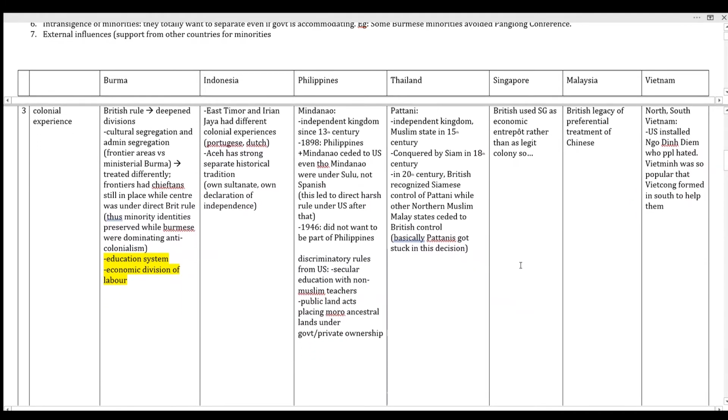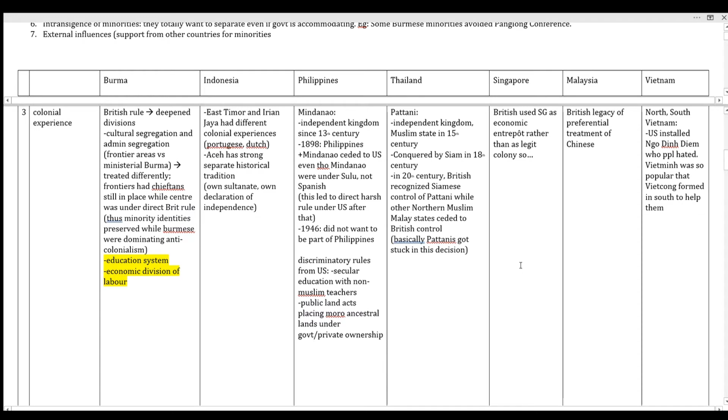So the next one is colonial experience. The kind of colonial experience can influence how the people in each country decide to go about their independence. In Burma, there was British rule, and the British rule tended to have more control in the mainland as compared to the frontiers and the hills, because as you can see, the hills still had their leaders, and meanwhile the mainland was under direct British rule.